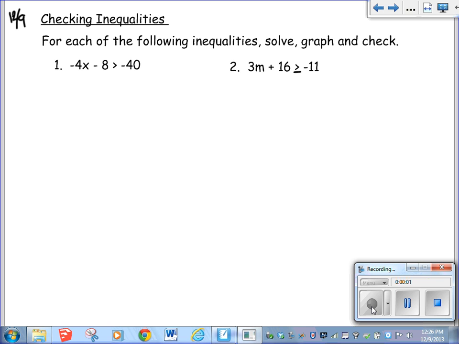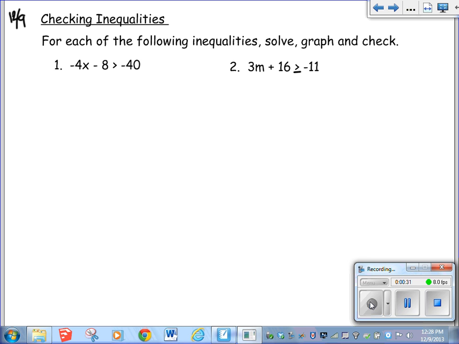Checking inequalities today. To get us started, notice first of all the directions say, for each of the following, solve, graph, and check. Well, the first two parts of that we did on Friday, the solving and graphing. So with your partner right now, let's review that. I want you and your partner to solve and graph number one, and then we'll pick up from there and talk about the check.